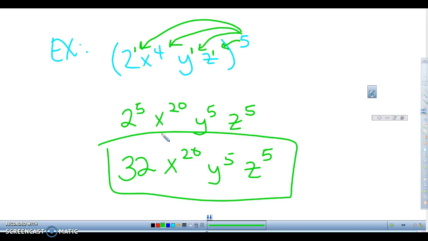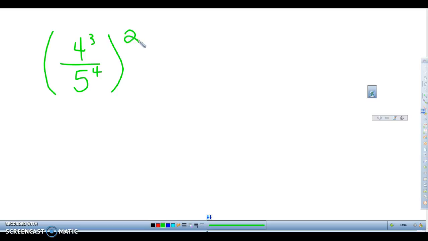Okay. What about if I was going to divide. Let's say I have 4 cubed over 5 to the 4th. Again, I can't subtract those exponents because I don't have the same base. But if I square the whole thing, what can I do? Well, I'm going to distribute that 2 to my other exponents, here and here. So I will end up getting 4 to the 6th over 5 to the 8th.